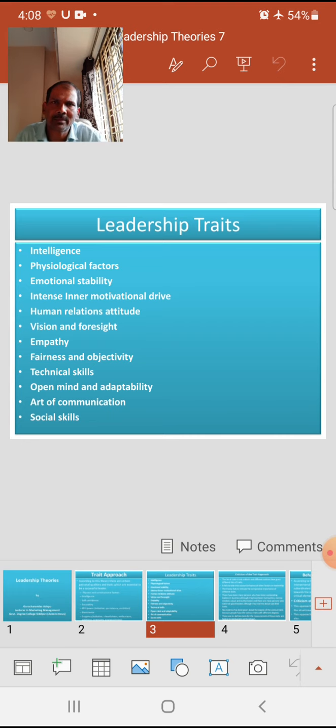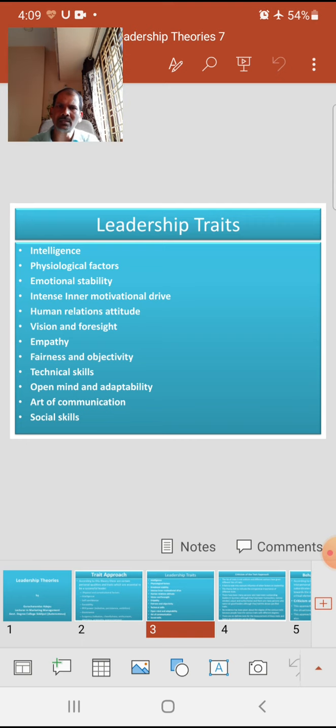Leadership traits, we call them as: one is intelligence, second is physiological factors, third is emotional stability, fourth is intense inner motivational drive, fifth is human relations attitude, sixth is vision and foresight, seventh is empathy, eighth is fairness and objectivity, ninth technical skills, tenth open mind and adaptability, eleventh art of communication, twelfth social skills. First we will discuss them one by one. Intelligence.